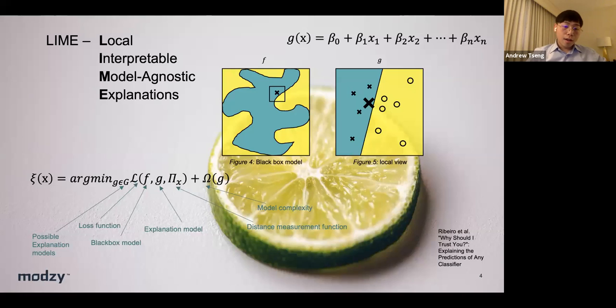And in summary, we could see the equation down there, which is what LIME does. It tries to optimize this equation. It tries to decrease the distance between the black box model and the alternative model, which is the explanation model. So the closer those two models are, the more accurate the explanations are.